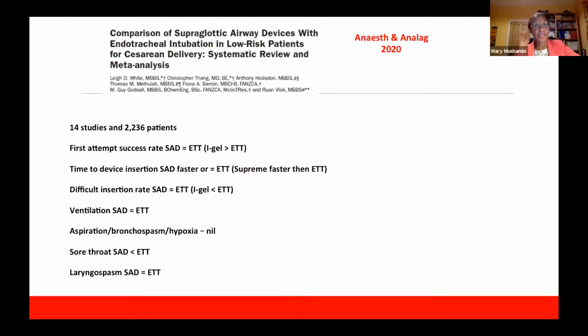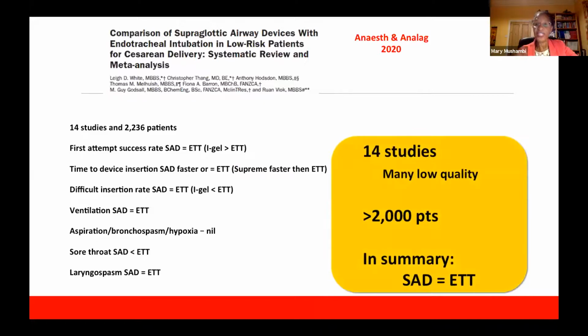And this has been reinforced in a meta-analysis, which was published around the same time that our paper was published, where they managed to find 14 randomized studies, which I was surprised by. In fact, I couldn't find a lot of these papers, and quite rightly, because they said a lot of them were low quality studies. So over 2,000 patients were being studied, and their summary as well was that supraglottic airway devices are performing as well as an endotracheal tube.